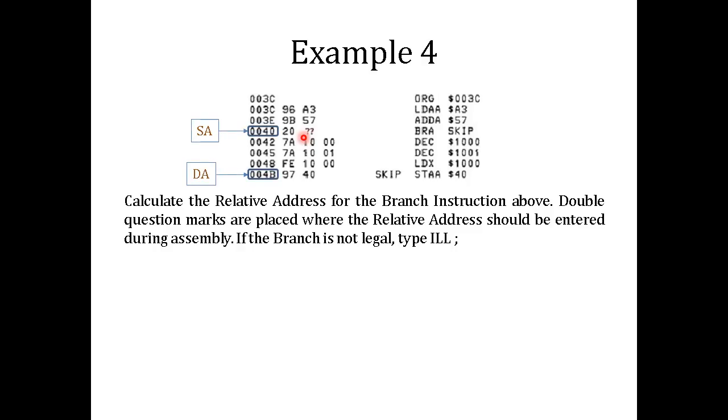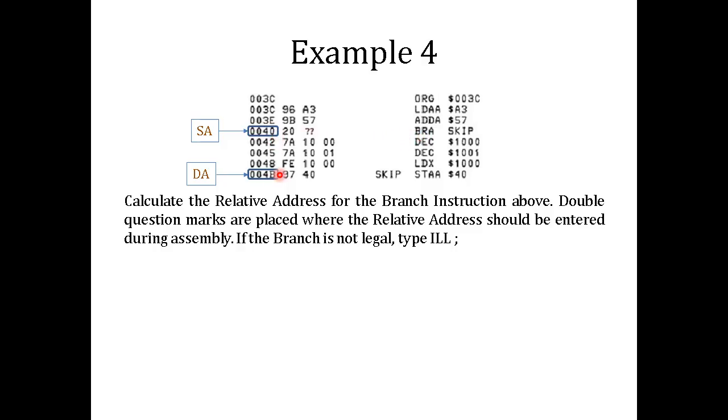I need to find two different things that are given, right? Source address and destination address. What is my source address? Source address is actually the address of the line where the branch is located, right? Now this is my line where you have the branch. So my source address is given to me as 0040.